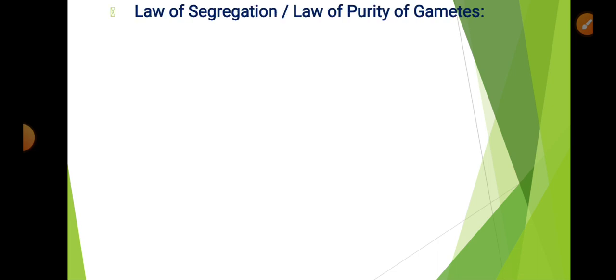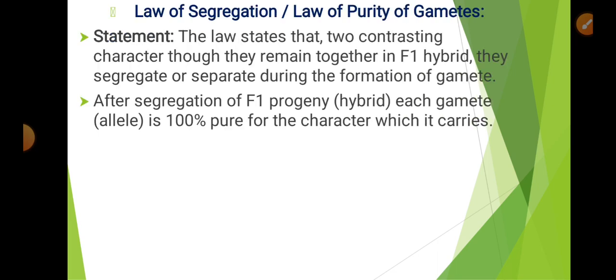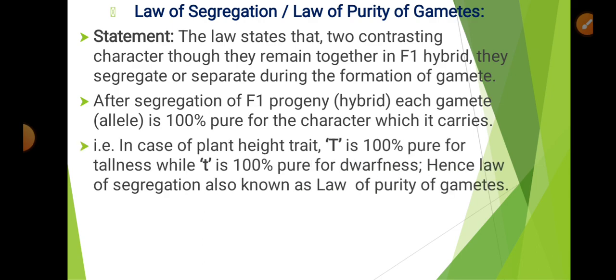Then the next law put forth by Mendel is the law of segregation, which is also called the law of purity of gametes. The law states that two contrasting characters, though they remain together in the F1 hybrid, segregate or separate during the formation of gametes. After segregation of the F1 progeny, that is the hybrid, each gamete or allele is 100% pure for the character which it carries.